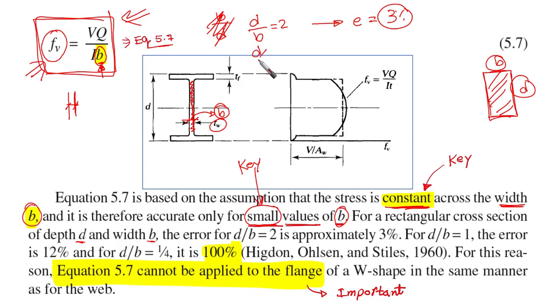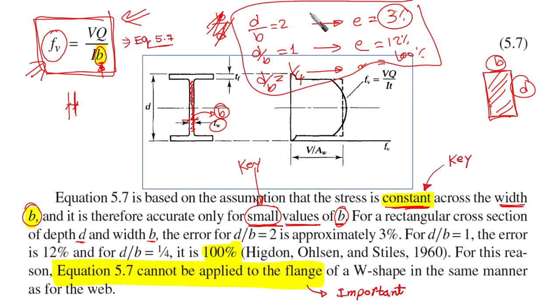Okay, and we found that if D over B, for example, equals 1, we're going to find that the error is going to be 12%. And if D over B equals 1/4, then we found the error equals 100%. Can you imagine? We are dealing with an equation that takes into consideration the thickness of the cross section to be determinant in terms of the accuracy of this equation. Okay, so this is based on some researchers or some studies, as we can see here.